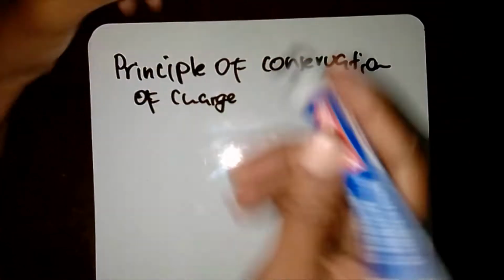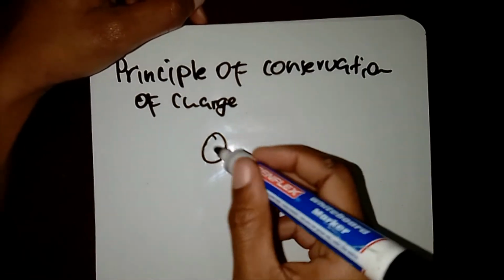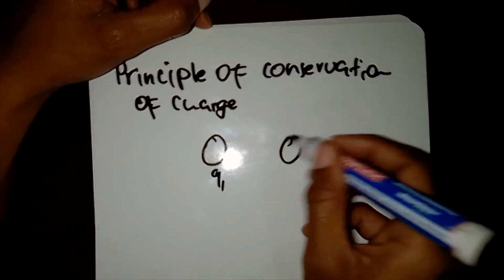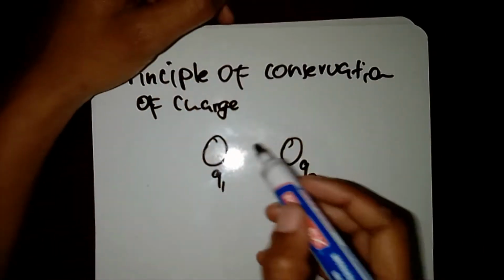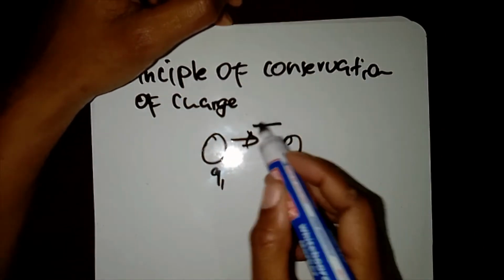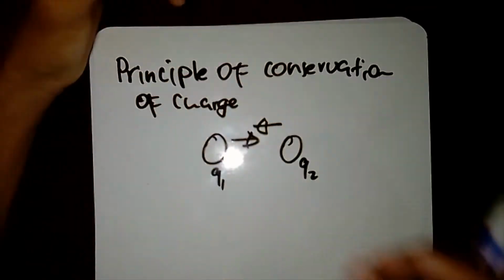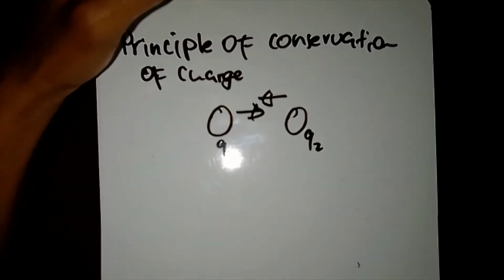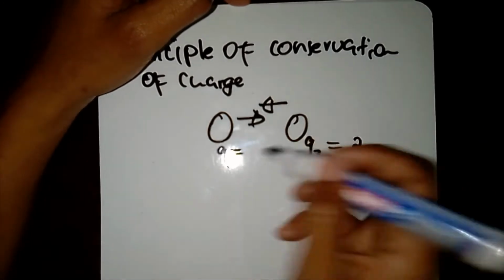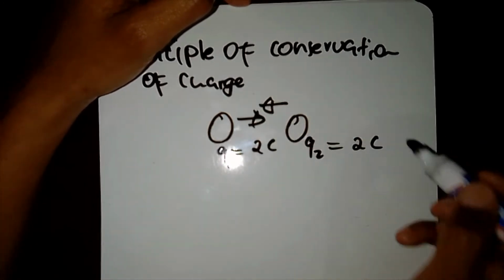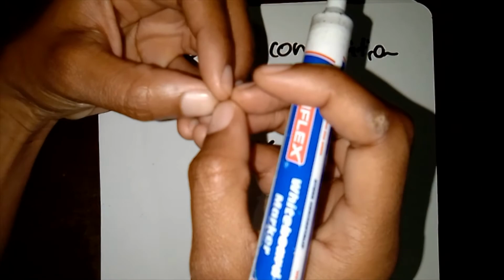charges are made to touch, so for example, if you have a charge here, we call it Q1, and then you have another charge Q2, and these two charges are made to touch, so you're bringing them closer together. The total charge on them is shared. So let's say this had a charge of 2 and this one also had a charge of 2 coulombs, right? And then you bring them together.